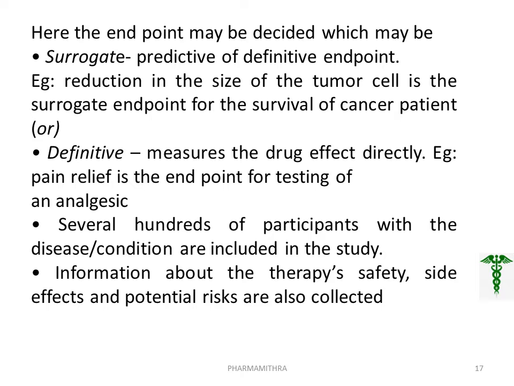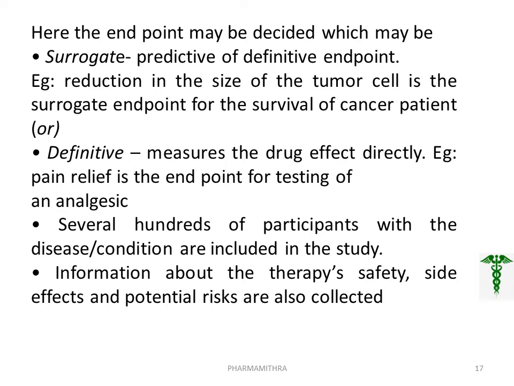In phase 2, we are finding out some endpoints, like surrogate endpoints. Surrogate means any predictive endpoint. For example, in the case of cancer, if there is any reduction in tumor cells, we can measure the tumor size, or how much pain is relieved, like that. Such endpoints can be assessed with the help of phase 2 trials.